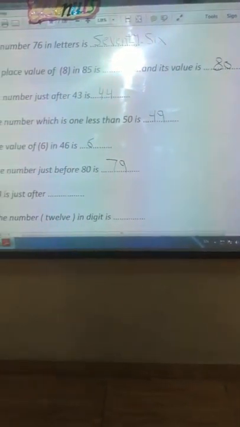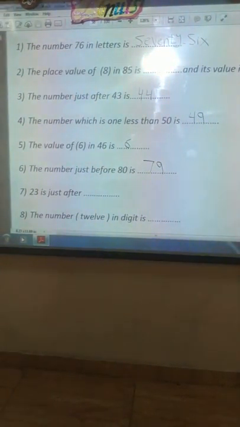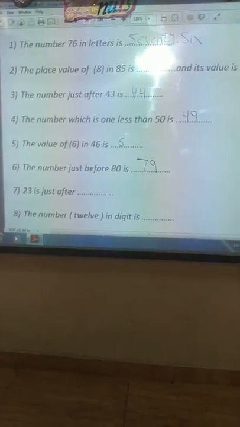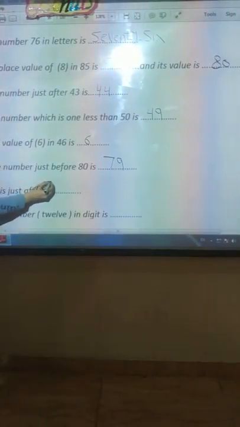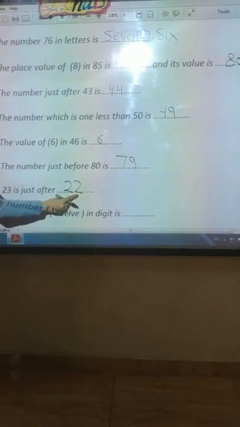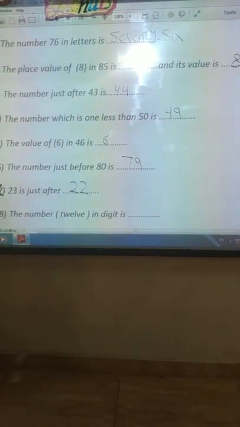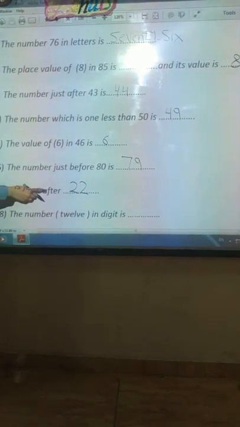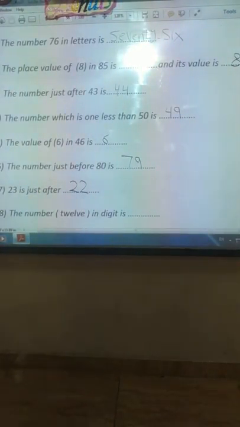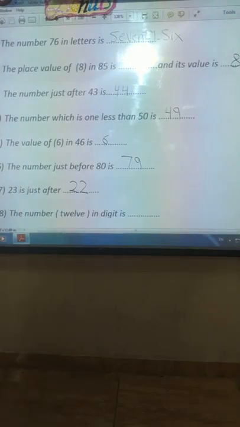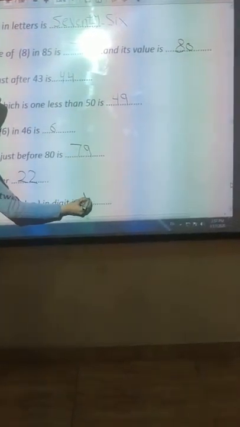23 is just after 22. Why? Because after 22, 23. So 23 is just after 22. The number 12 in digits is 12.